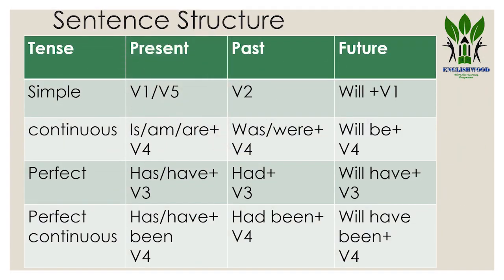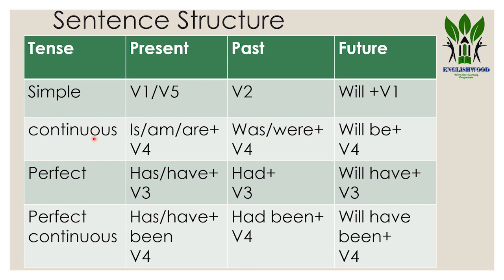Okay, let's see the sentence structure in the tense. So we said we have present tense, past tense, and future tense. And we have branches: present simple, present continuous, present perfect, and present perfect continuous. Similarly, past simple, past continuous, past perfect, past perfect continuous, and so on. Now, present simple tense is also called simple present indefinite tense. When we have present simple tense, we use only verb 1 or verb 5, eat or eats, as in the example. When it is the past simple tense, we use verb 2 only, ate. When we have future simple tense, we use will plus verb 1, will eat.